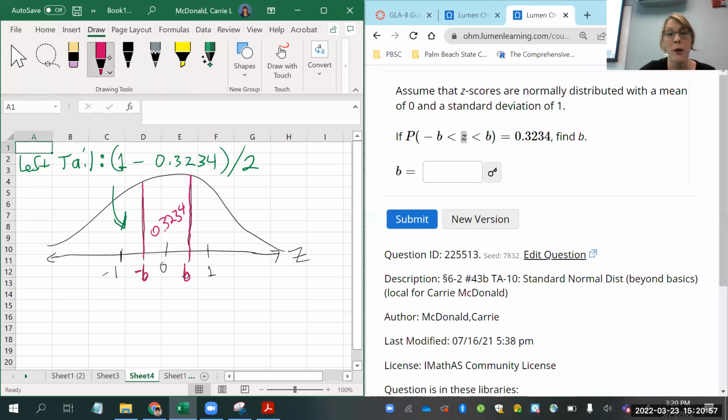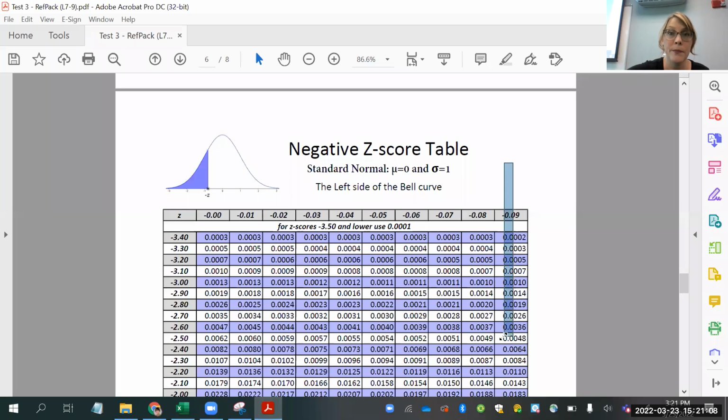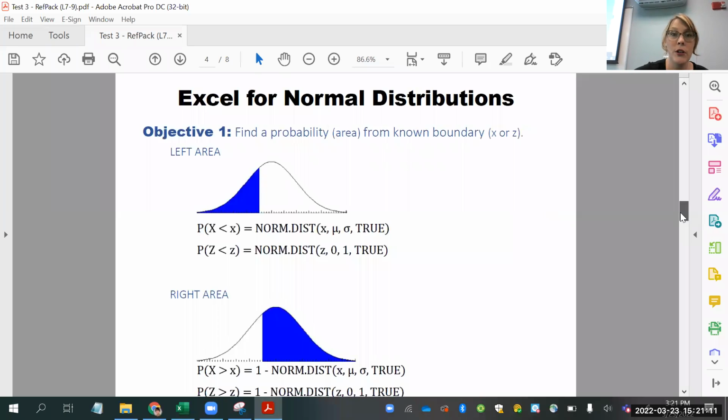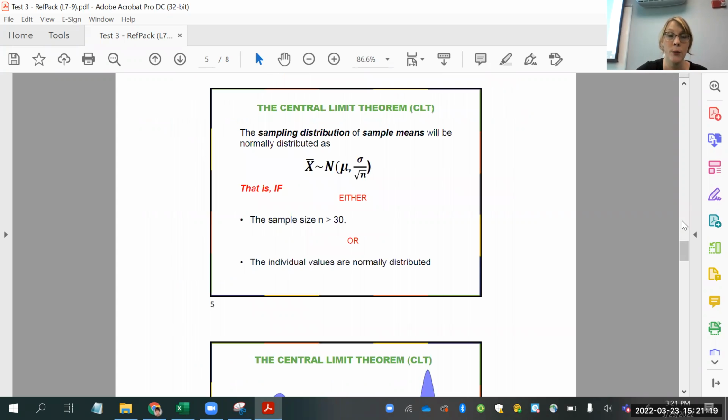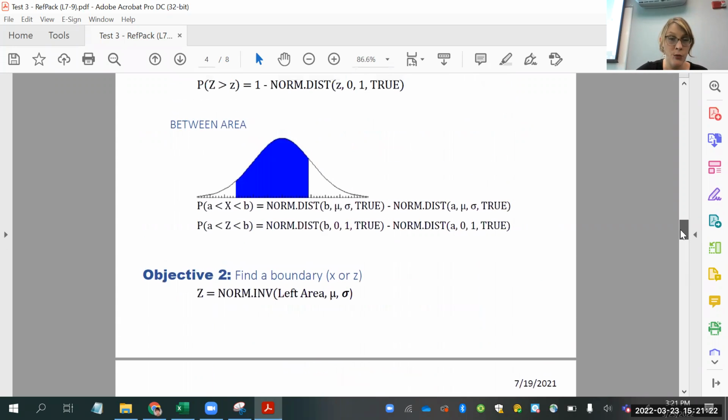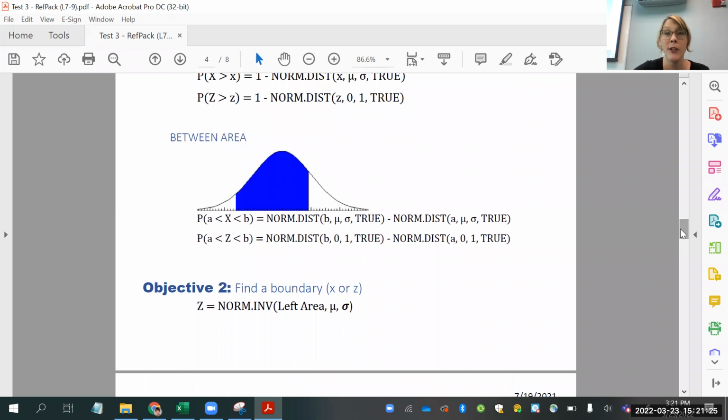When you're looking for a probability, you use norm.dist. And we have this page with the 3 different scenarios for using norm.dist when you're looking for a probability. But if you're not looking for a probability and instead you know the probability or the area and you're looking for the boundary, that's objective 2. And notice that objective 2 says we want to use norm.inverse if you know the area already and you're looking for the boundary.